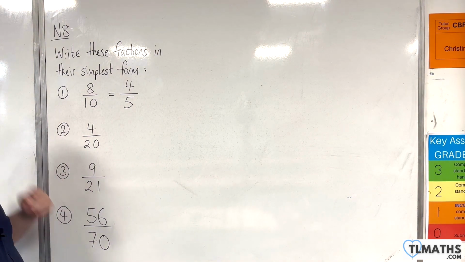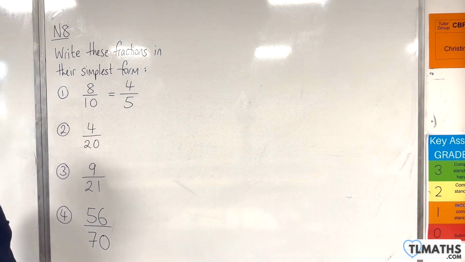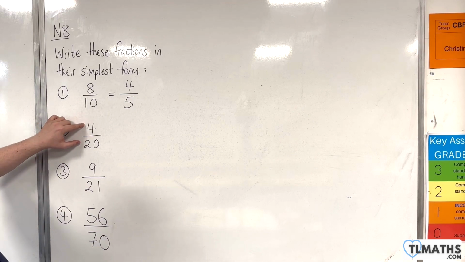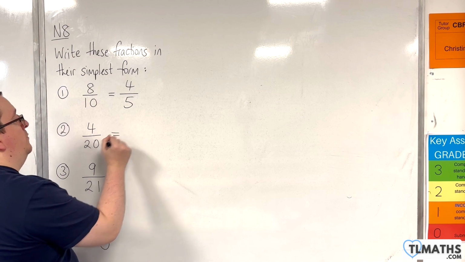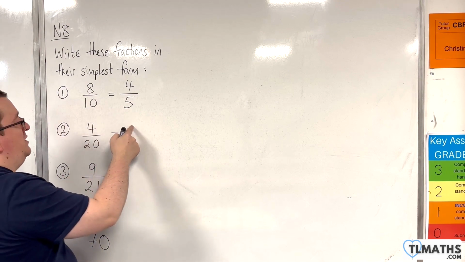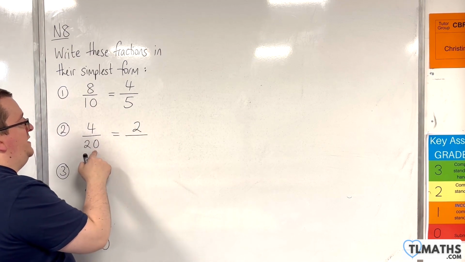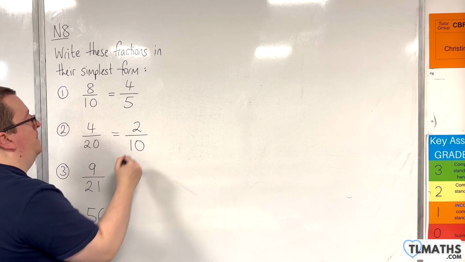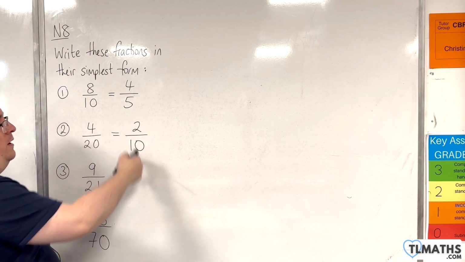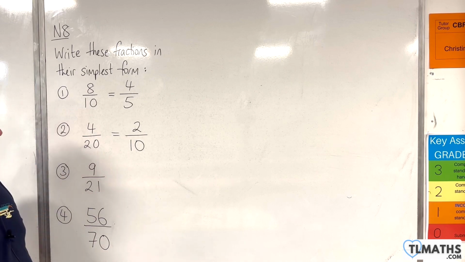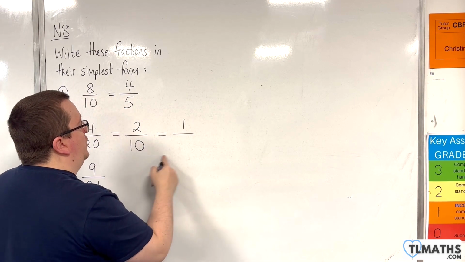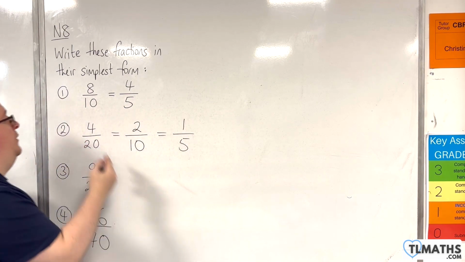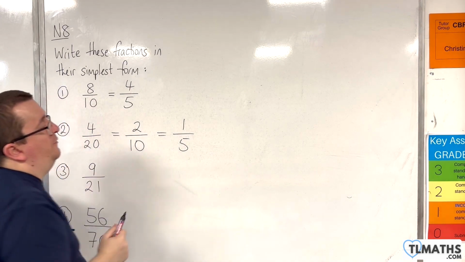Okay, so question number 2, we have 4/20. Now again, both the numerator and the denominator are even, so I can divide both of them by 2. 4 divided by 2 is 2. 20 divided by 2 is 10. Now when we get to this one, we notice that both top and bottom can be divided by 2 again. So 2 divided by 2 is 1, and 10 divided by 2 is 5. So 4/20 simplifies down to 1/5.